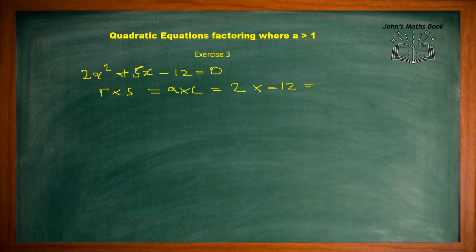And that equals minus 24. And r plus s needs to equal b, which in our case is 5. So we need numbers that multiply together to give minus 24. Minus 1 times 24 gives minus 24, but when we add those two numbers up, it only gives us 23.